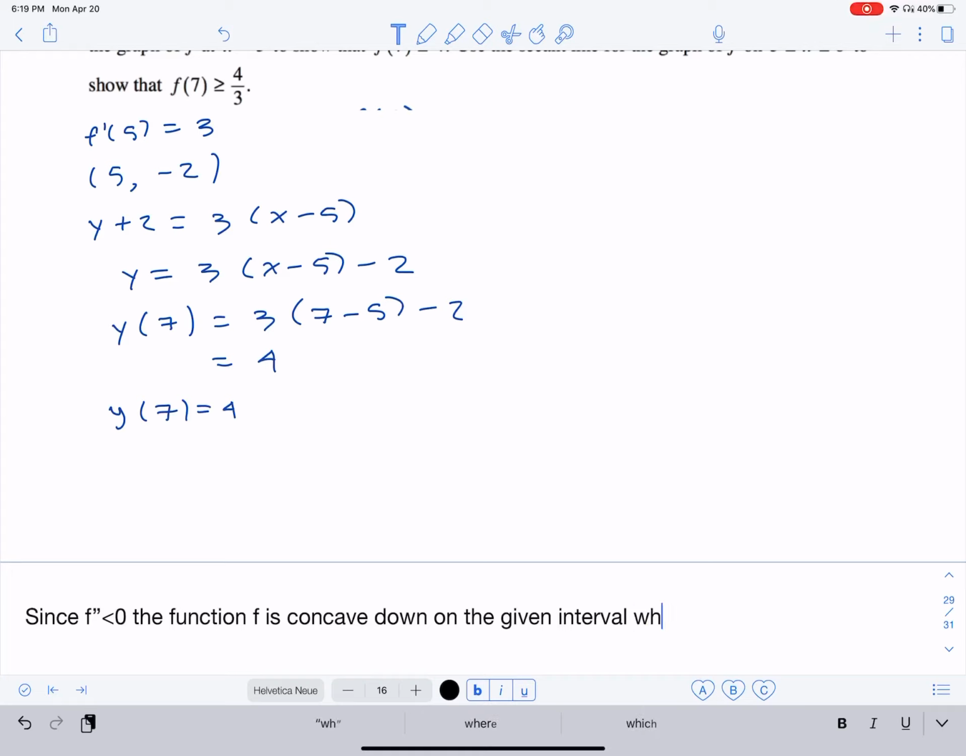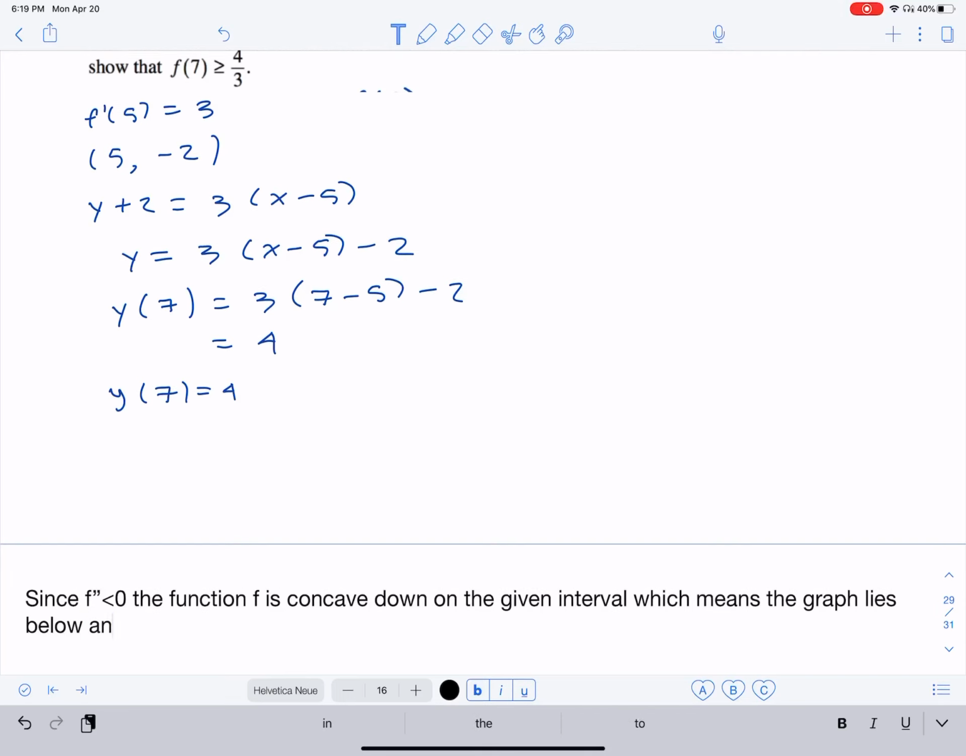Which means the graph lies below any tangent line on that interval. So what have I established so far? One, the function's concave down. Then, any tangent line lies above, because the graph lies below any tangent line. So the tangent line is above.